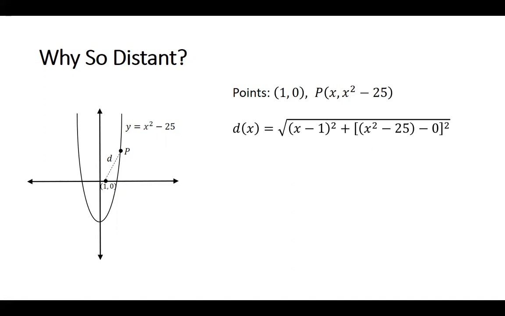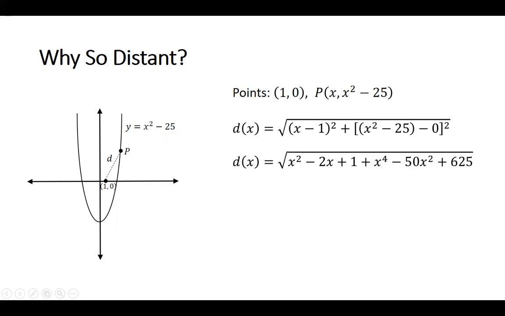So we just plugged in the difference of our x values, x minus 1, and x squared minus 25 minus 0. And now we're going to go through and do the work. So multiply through, simplify, and I end up with d of x is equal to the square root of x to the 4th minus 49x squared minus 2x plus 626, which is not a pretty function, but it will give us what we need. So there's our function of distance in terms of x.